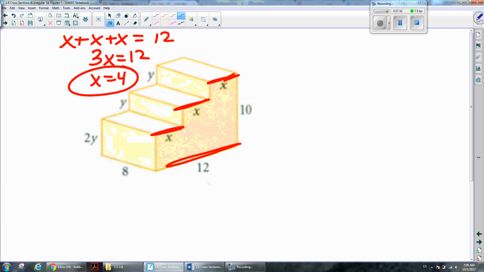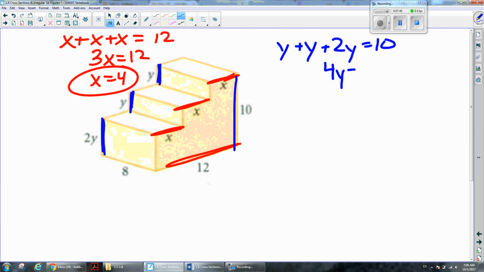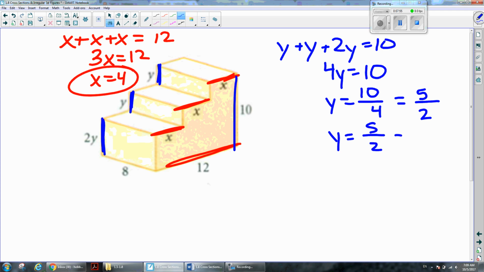Okay, looking at our vertical pieces, we've got y plus 2y. That equals that whole length of 10. So y would equal 10/4, or we can reduce that fraction, divide both the top and bottom by 2. So you could say 5/2, or if you like decimals, 2.5.